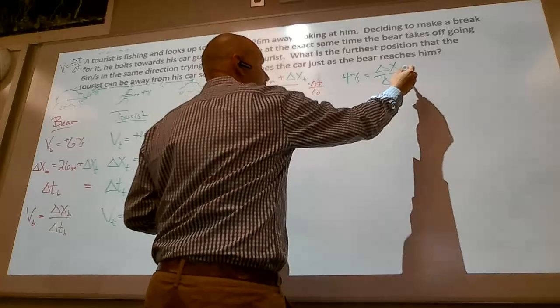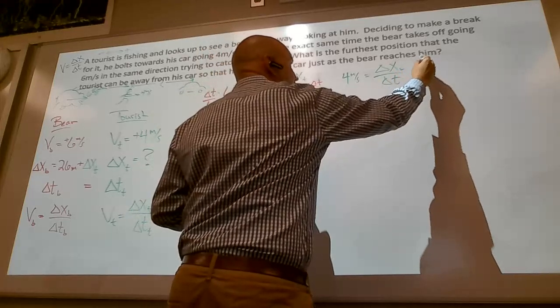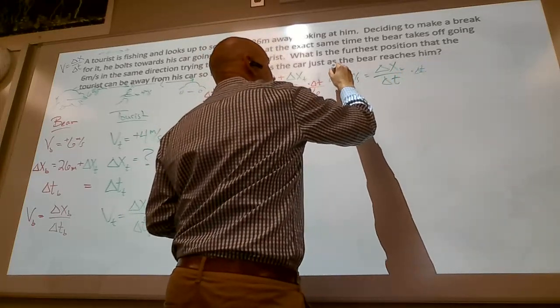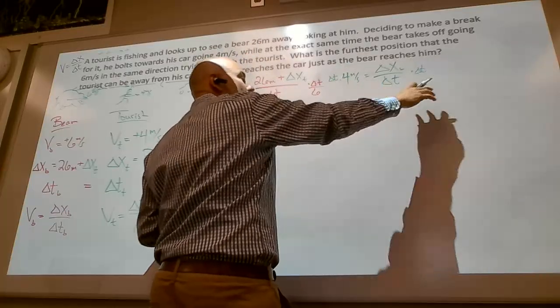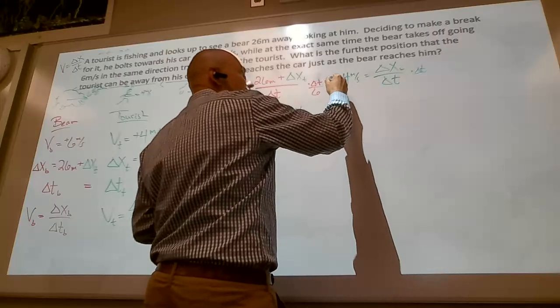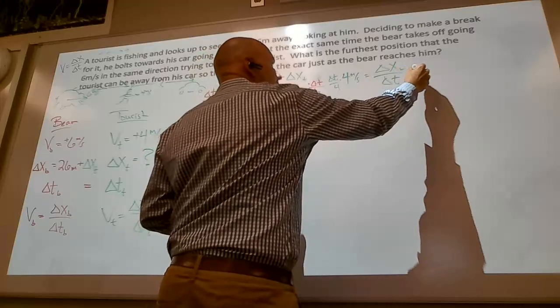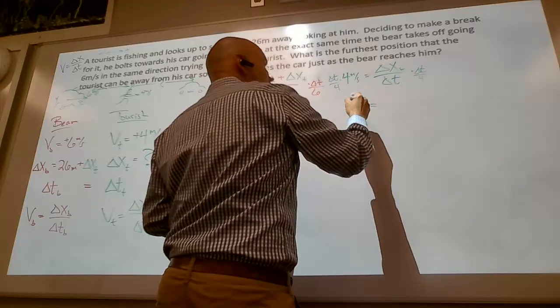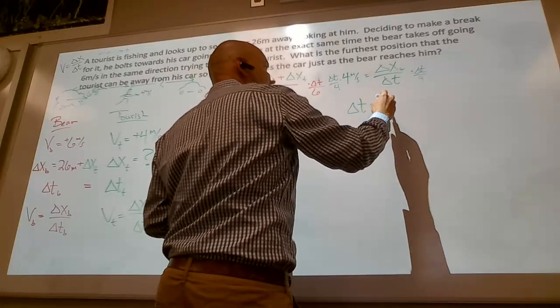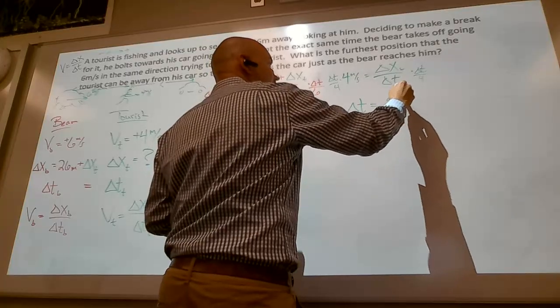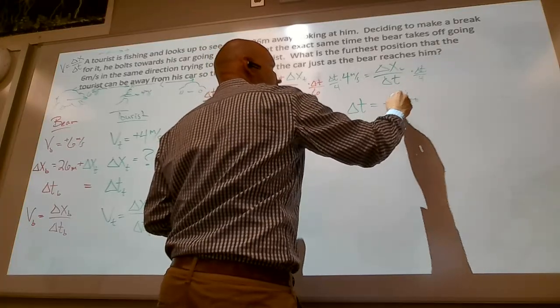And here, I'm going to do the same thing. I'm going to do times delta T on both sides. And I want to get 4 over on the other side. So I'm dividing by 4. So I get delta T is equal to delta X over 4.